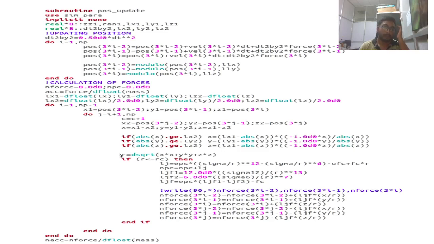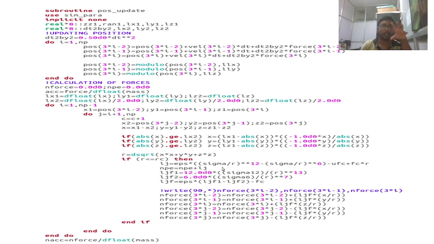So in this way we are going to calculate the distance between those two particles, and then we are saying that if the distance between those two particles is less than or equal to RC, which is a critical value of the distance, then we are going to calculate this LJ factor, and then we are going to add.